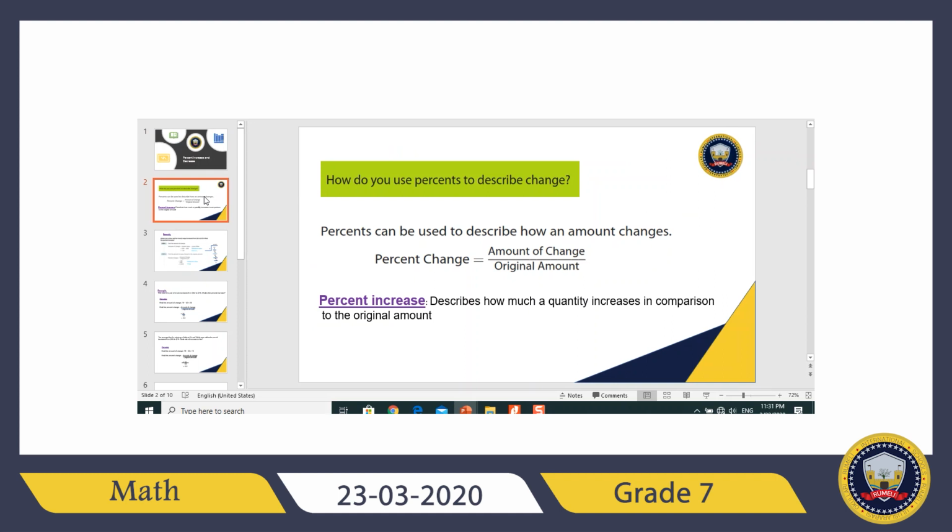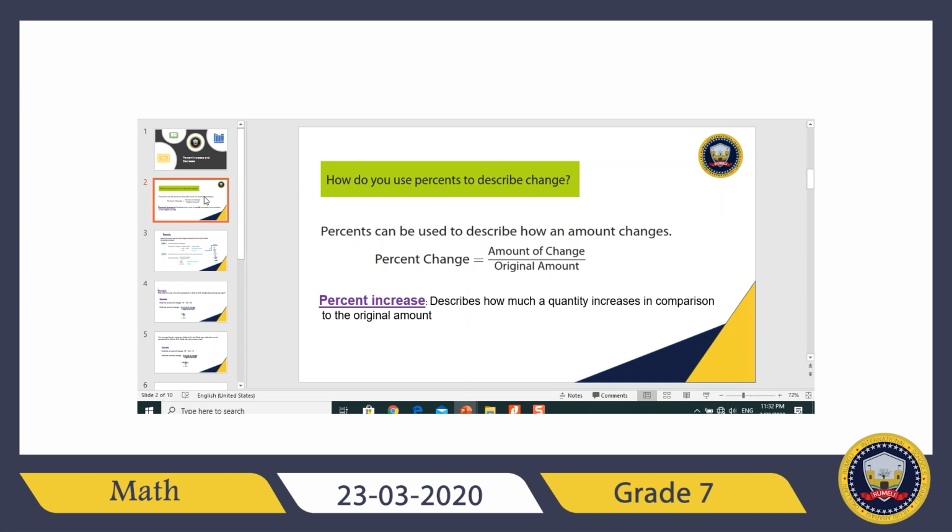Percents can be used to describe an amount change. What does it mean by that? Percent increase describes how much a quantity increases in comparison to its original amount.